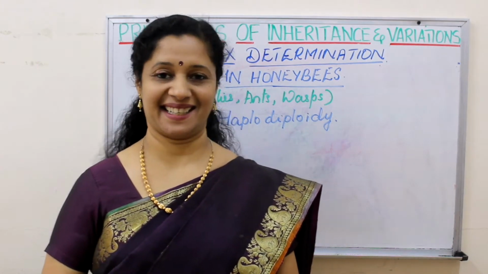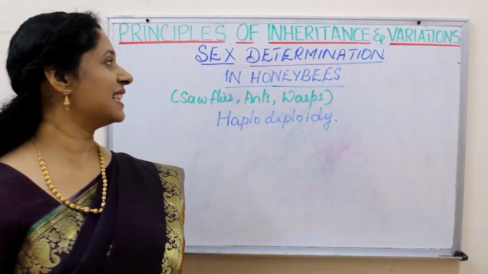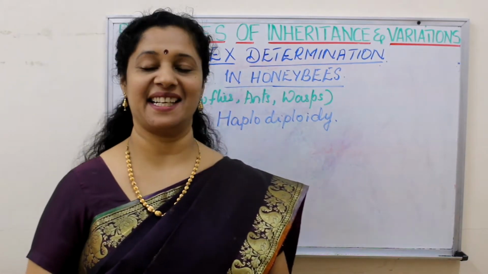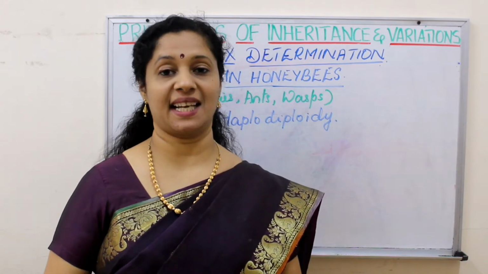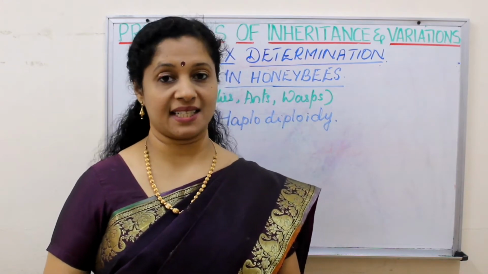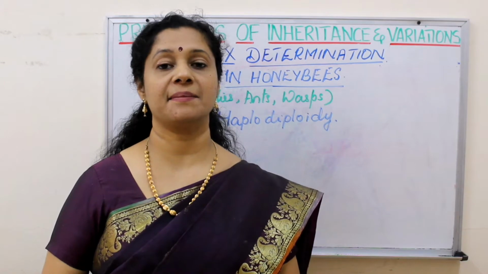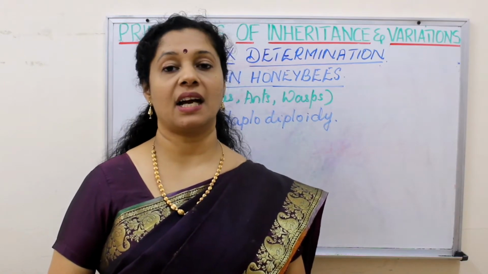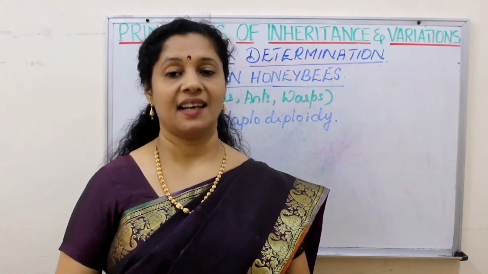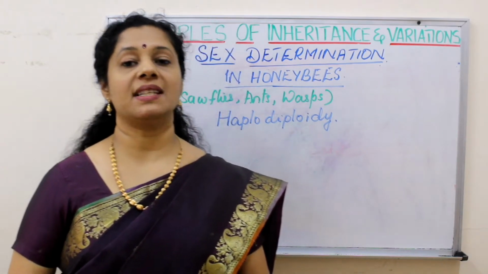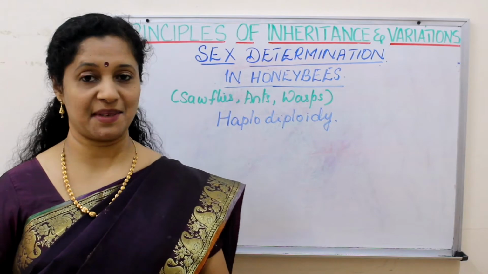I am Soumya Harikrishna. We are now learning the chapter Principles of Inheritance and Variation. In the previous video, we learned about the sex determination mechanism in different organisms like humans, in insects like grasshopper, and also in the case of fowls or birds. Today we are going to learn about the sex determination mechanism in honeybees.